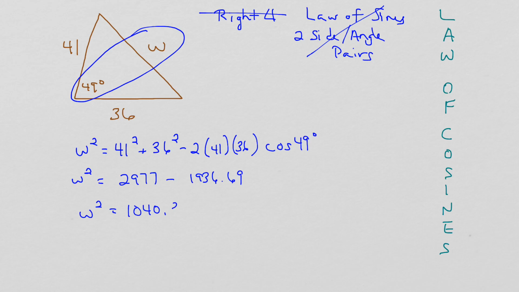And here's the biggie. Make sure that when you get here, you realize it's W squared. So we need to take the square root of both sides. And we get W is 32.25.